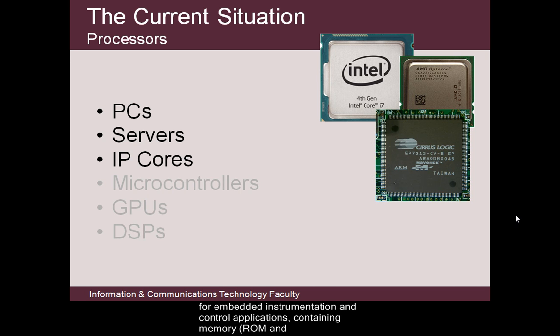IP, or intellectual property cores, are processor designs that are sold as software licenses for integration into other products, such as the ARMs inside Apple iPhones and most other mobile devices.